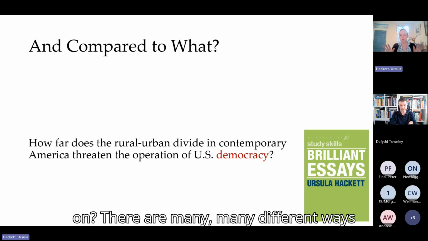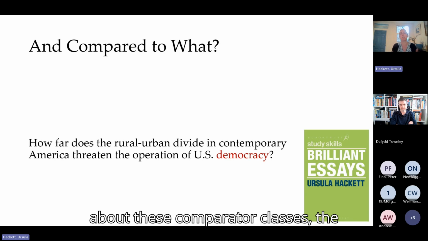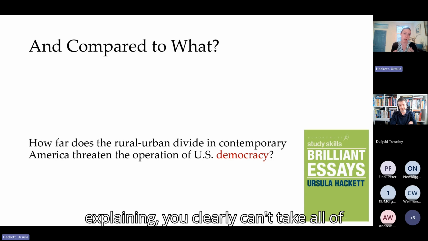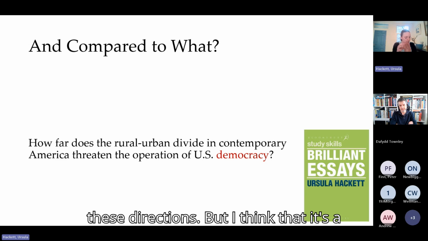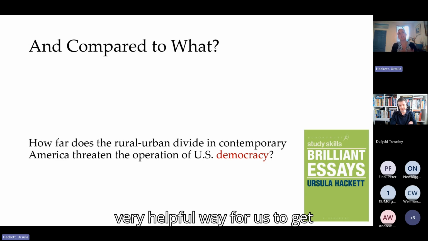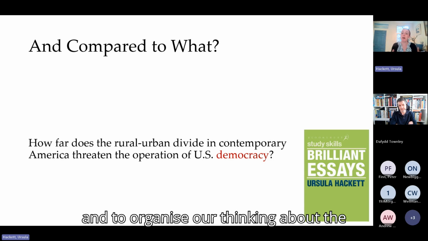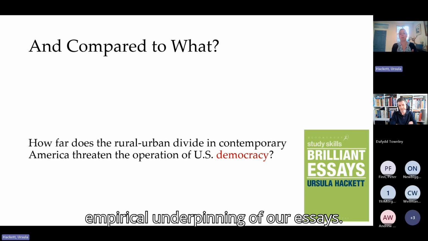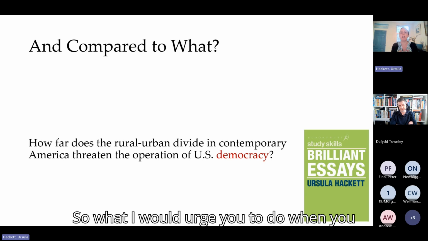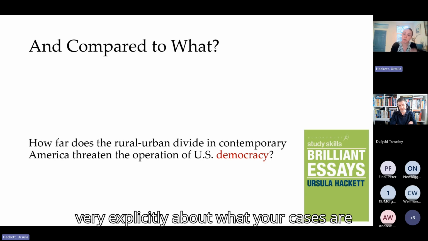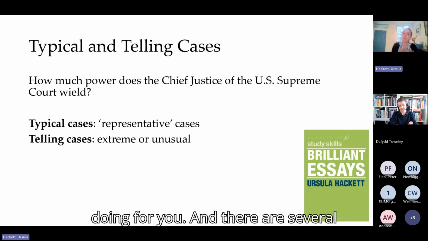There are many different ways of approaching these essays and thinking about these comparator classes, as you're thinking about the empirical phenomena that you are explaining. You clearly can't take all of these directions, but I think it's a very helpful way for us to get beyond mere description and to provide context, to provide a benchmark, and to organize our thinking about the empirical underpinning of our essays. So what I would urge you to do when you are thinking about the empirical underpinning of your essays is to think very explicitly about what your cases are doing for you.